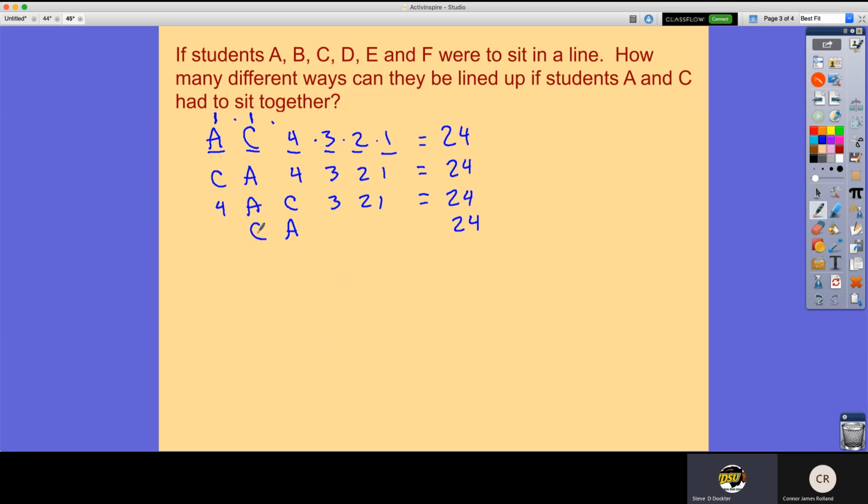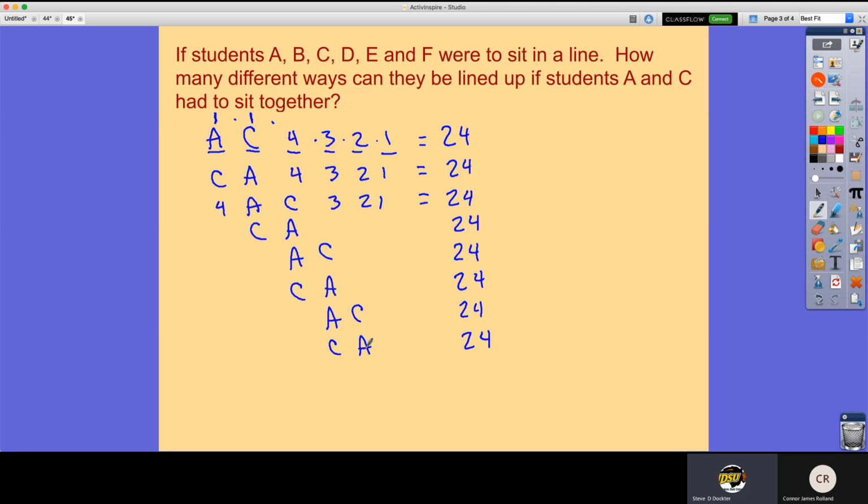All right. C's on the left side. Say they want to sit on the right side. There's another 24. All right. And then say these two switch. There's another 24. Instead of the left, say they're on the right. And then they switch.